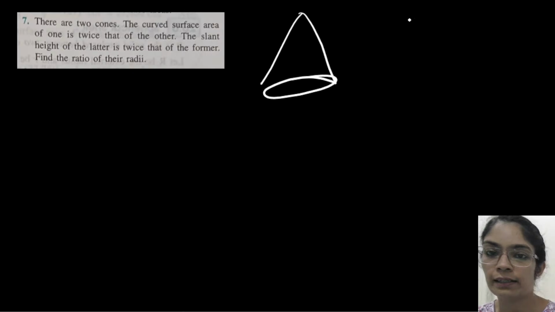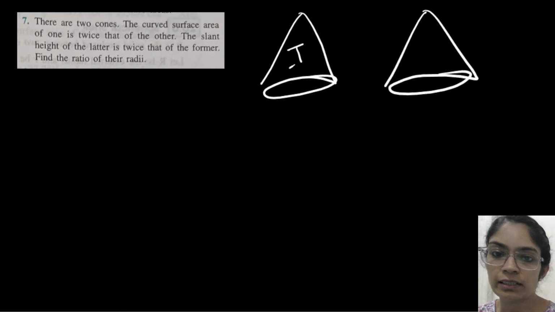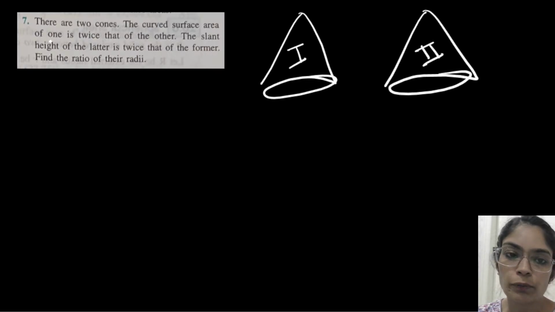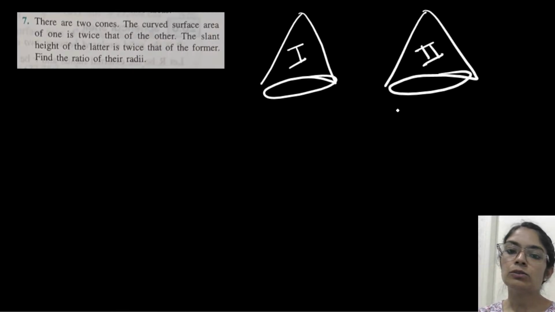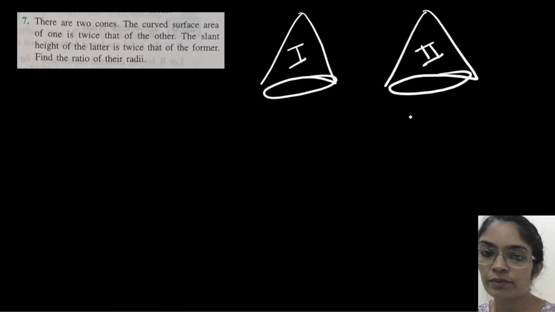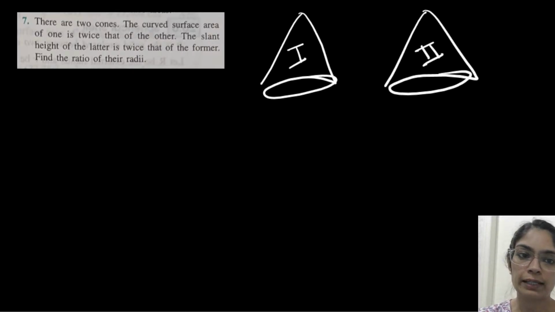Two cones are there. So these are two cones. So let's say this is first cone and this is second cone. So it is given to us that curved surface area of the one, one means let's consider the first one, is twice of the other. See, twice of the other means two times. Suppose if curved surface area of second cone, because they have mentioned one here, see it's mentioned one. Curved surface area of the one is twice that of the other.